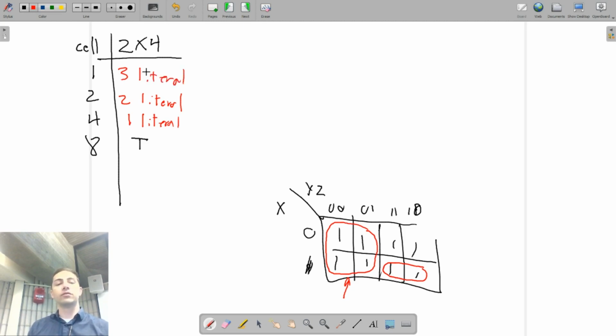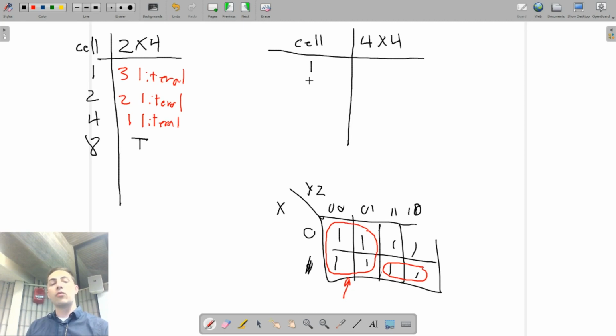And finally, if we have 1 cell, all 3 literals will be involved. For a 4 by 4 Kmap, we're similar. We have 1, 2, 4, 8, or 16 possible cells that could be circled. And it follows very similarly.